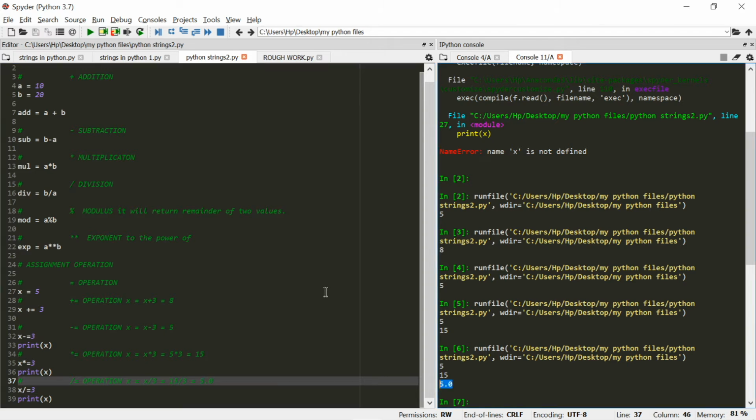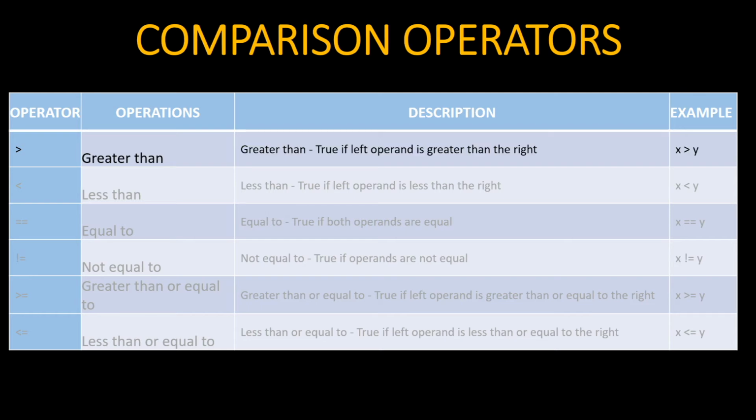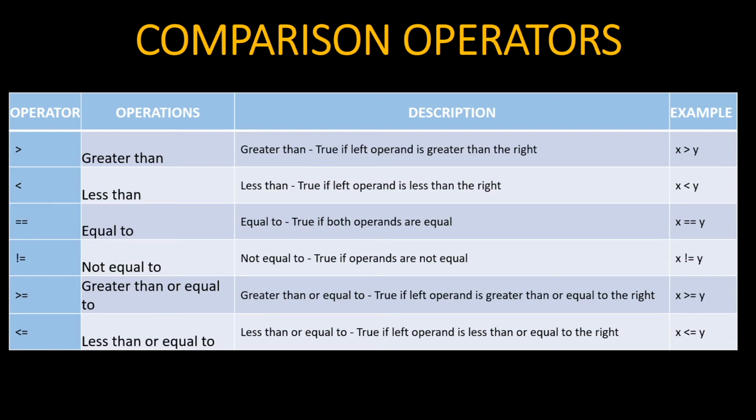So let's go further and talk about comparison operations. Comparison operators are nothing but they compare two operands, or two values. In comparison operators we have greater than, less than, equal to. Remember, for the equal to operation we have to enter two equal to signs. And we have not equal to, greater than or equal to, and less than or equal to. So these are our comparison operations.